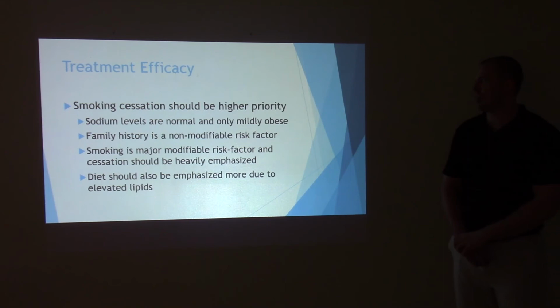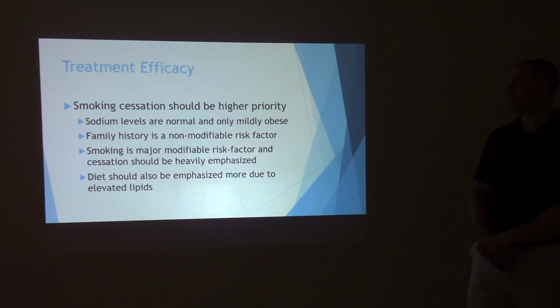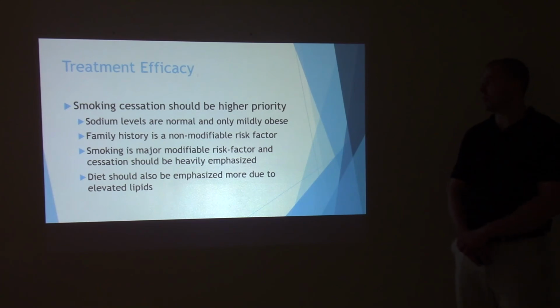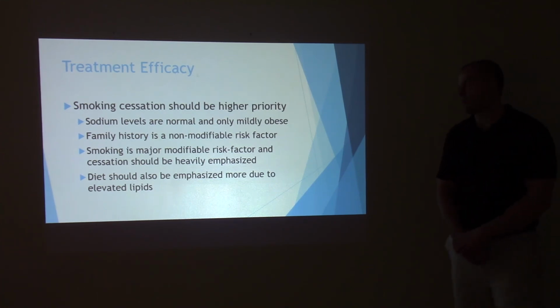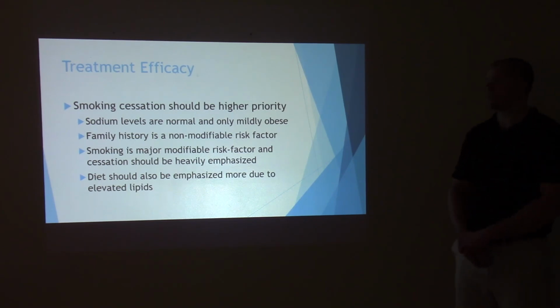So in terms of her treatment, smoking cessation should be higher priority due to the fact that her sodium levels are normal and she's only mildly obese, and her family history is a non-modifiable risk factor. The major thing is smoking, because remember, she has smoked a pack a day for 25 years, and that's a major modifiable risk factor. So stopping that should be heavily emphasized in her treatment. And she is mildly obese, so diet should be emphasized more. And she's also got the elevated lipid levels, the total cholesterol and the triglycerides, so she should try to work on that.